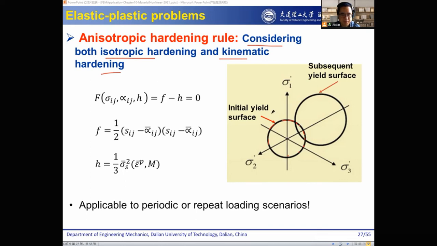This means we have two stages. First, we do the isotropic hardening, expanding. Then we do the kinematic hardening, which means we move the location. We call this the anisotropic hardening. This is the corresponding mathematics, and this hardening rule is applicable to periodic or repeated loading scenarios.